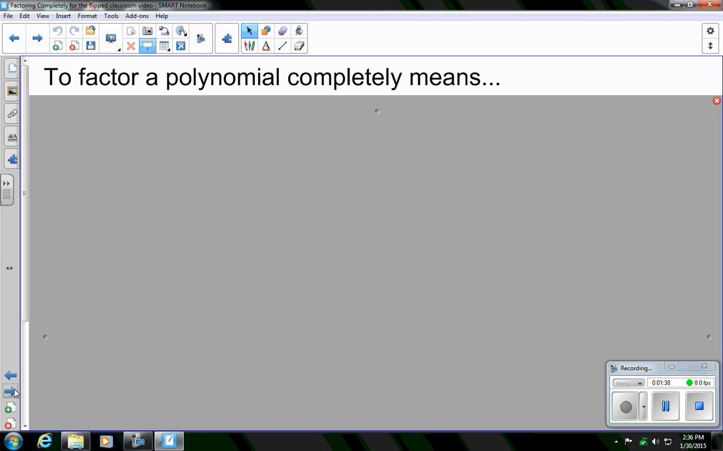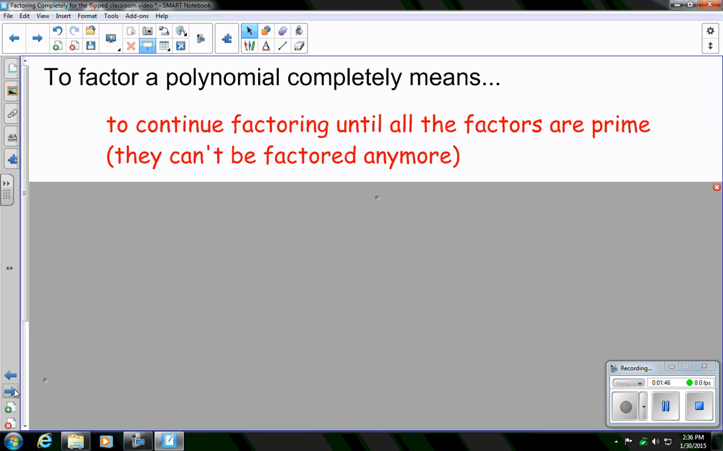So what does it mean to factor a polynomial completely? This is number 3 on your homework worksheet. So to factor a polynomial completely means to continue factoring until all the factors are prime. And to be prime means that it can't be factored any further.